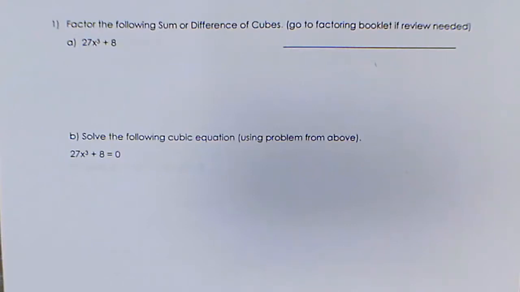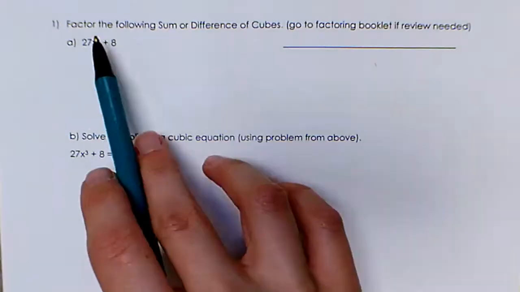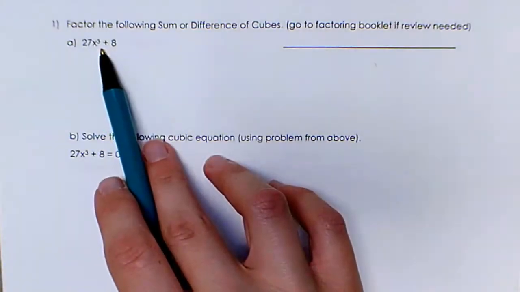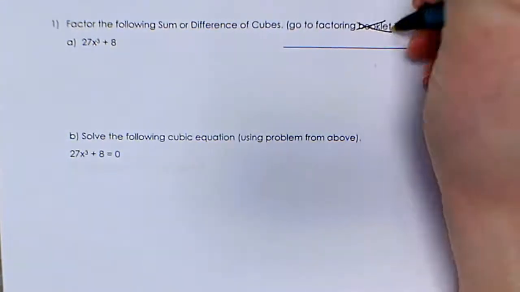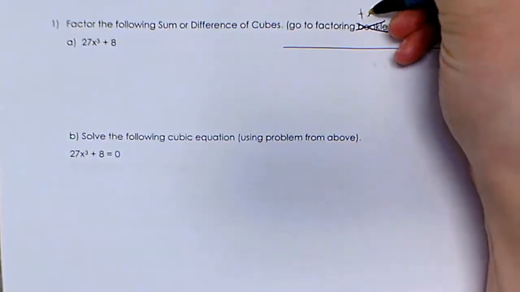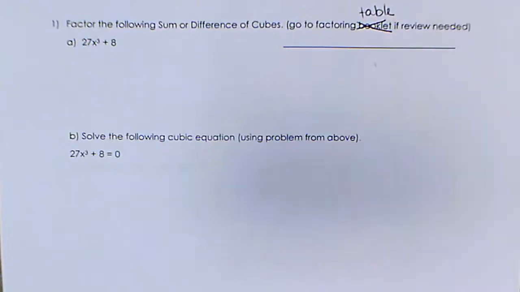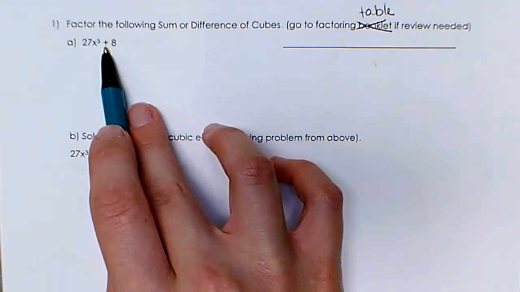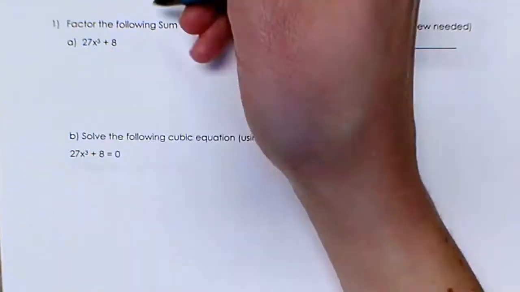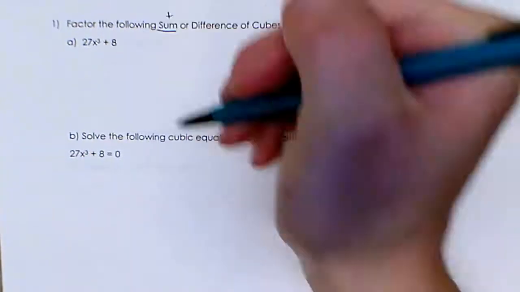So we're going to start out today by factoring the following sum or difference of cubes. You can go to the factoring booklet. We're just talking about the factoring table on the first page of these notes. So if you need to, go to the factoring table to review. But let's look at this problem. Is it a sum of cubes or a difference of cubes? Well, it would be a sum, because there's a plus sign right there.